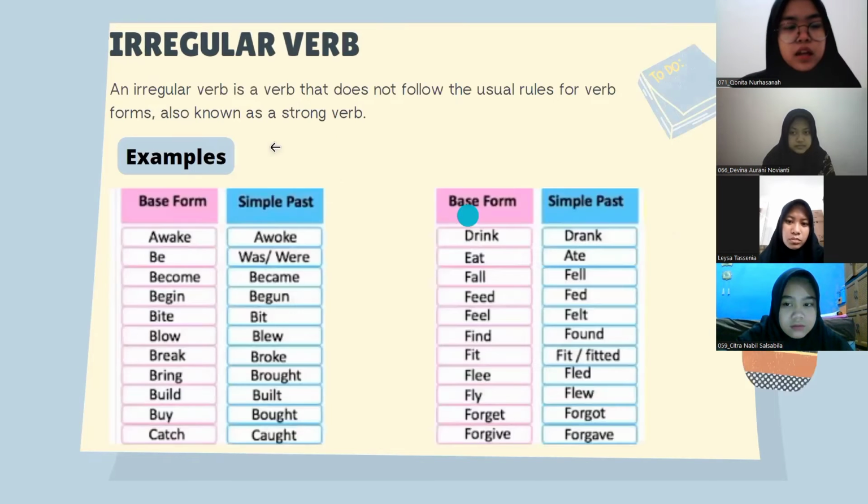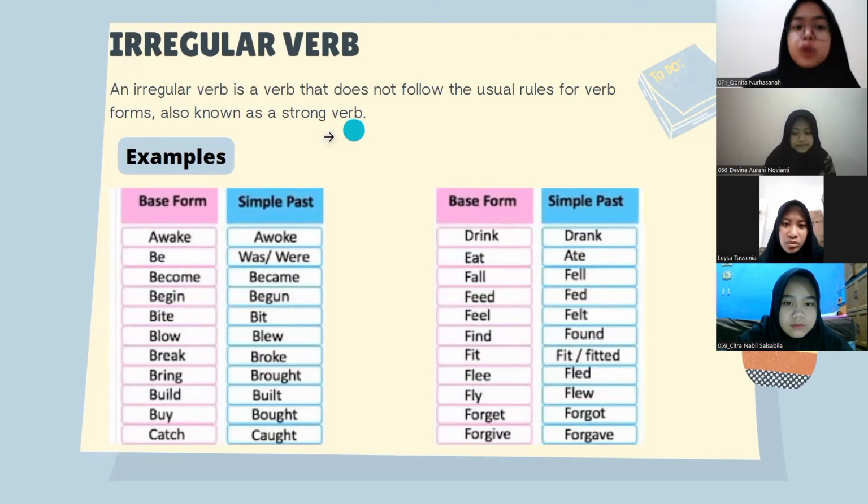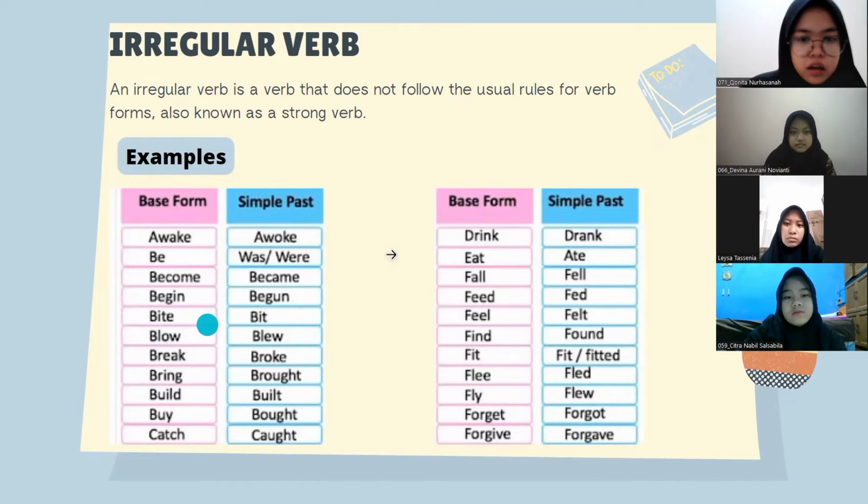So next is irregular verb. An irregular verb is a verb that does not follow the usual rules for verb forms, also known as a strong verb. So kalau di regular verb kita hanya menambahkan d or ed ending, but in the irregular verbs it's quite different from verb 1. So this is the example.